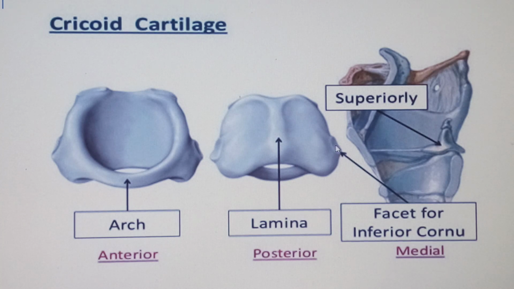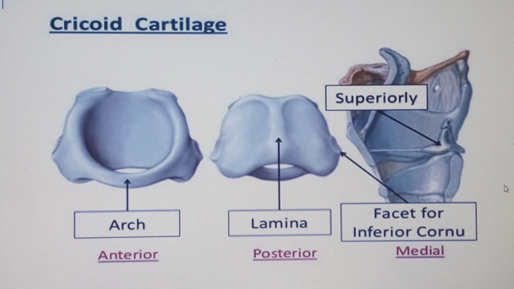It makes sense that it should be at the medial aspect, not the external aspect, because the thyroid cartilage is quite large. I told you it's the largest cartilage, so it articulates with it medially, and then through the side to the inferior facet on the lamina of the cricoid cartilage. So that is what we see.